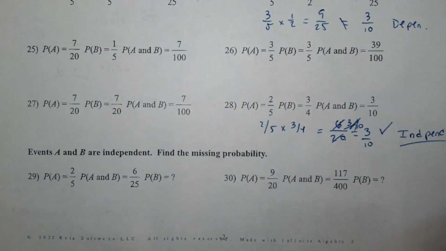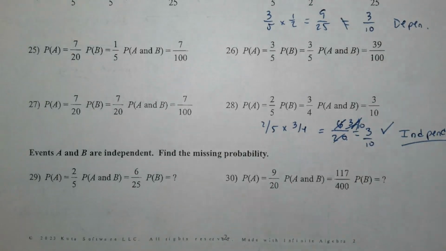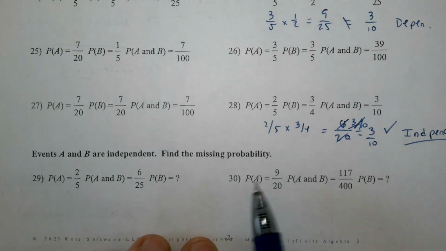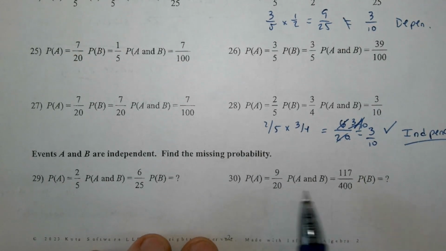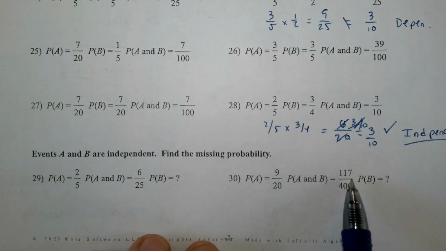I'm trying to make this one a shorter video for you because I think that you might watch it after the video from yesterday, or maybe just back to back. All right, probability of A, 9 out of 20. Probability of A and B, 117 over 400.